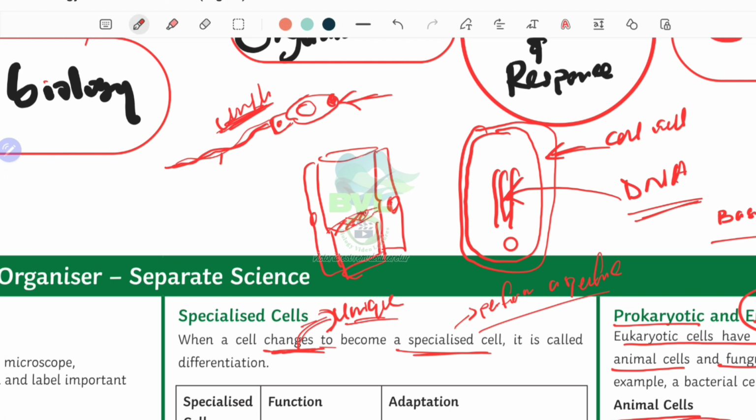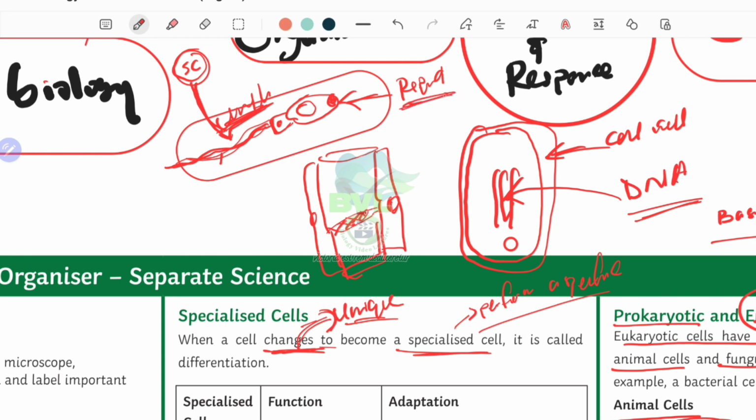The process whereby a normal stem cell changes to become this is called differentiation. After the stem cell has become differentiated into this sperm cell, the sperm cell becomes specialized for what? Reproduction. So cell specialization refers to a cell becoming specific for its job. This cell is only meant to do one thing in the mammal's body, which is reproduction.